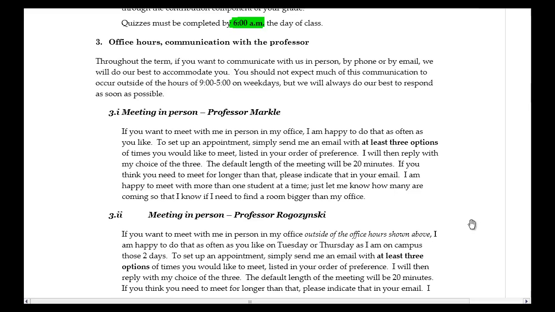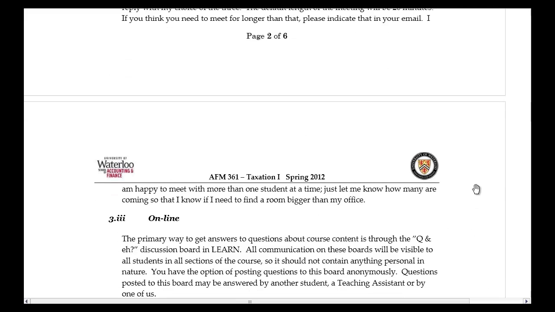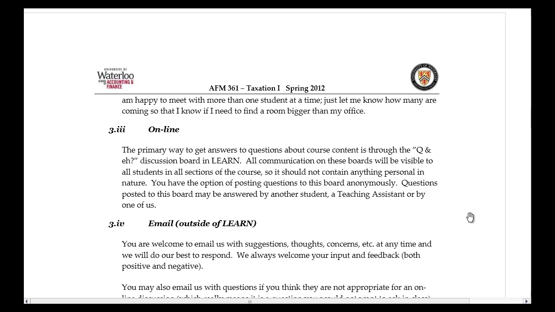If you want to communicate with us, well, you know what? I'll just let you read this stuff about communicating with us. The one thing I do want to highlight here is that we're going to use a discussion board, and I've had a lot of different feedback from people about discussion boards.